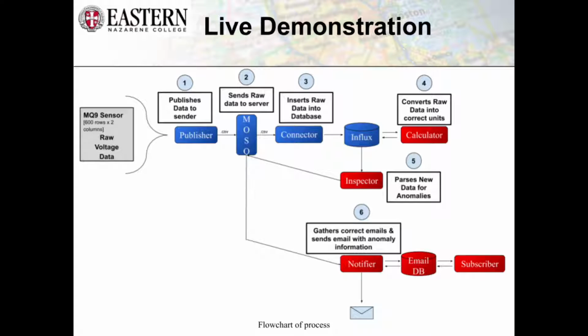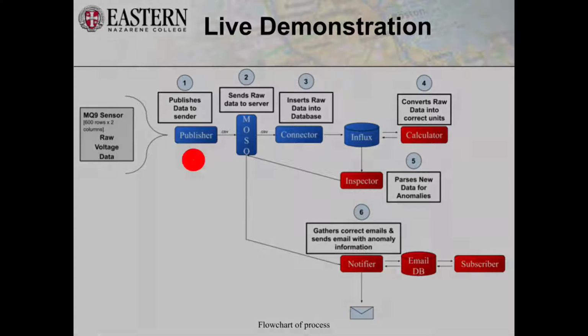So, let me tell you what's going to happen in this demonstration. The first thing that will happen that you won't really be seeing is the publisher reading data from the sine wave generator. It is reading at a rate of 10 Hz for 10 seconds straight. It is then sending this batch of data to Connector, which is then putting it into the database. At that point, the Calculator is coming in, converting that data, and putting it back into the database with the correct units. After that, Inspector is going to come in and interpret the data and parse it for anomalies.